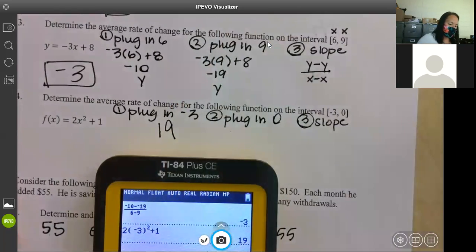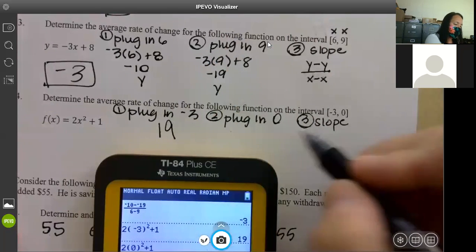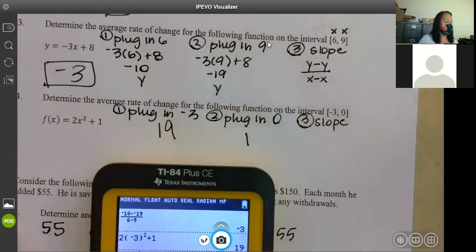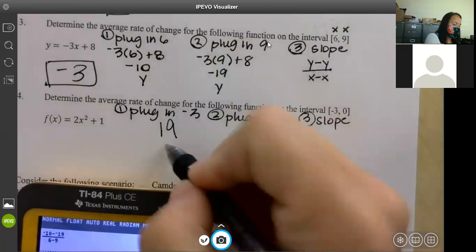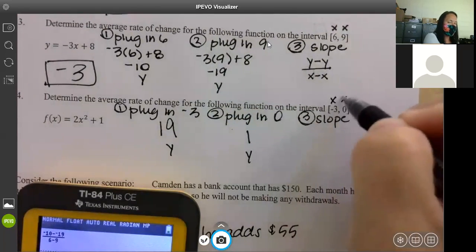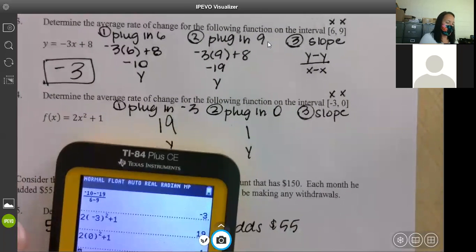I'm going to do it again and plug in 0. 2 times 0 squared plus 1. And I got 1. Remember, these are your y's. These are your x's. So we're going to do our slope, delta y over delta x.